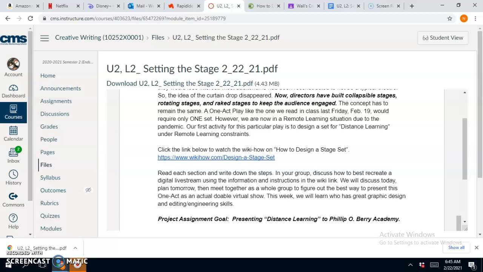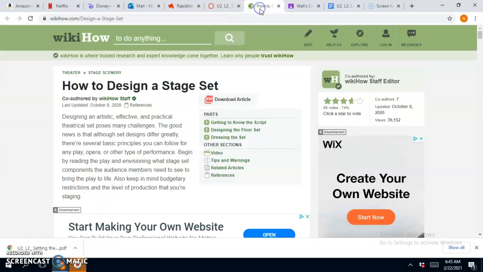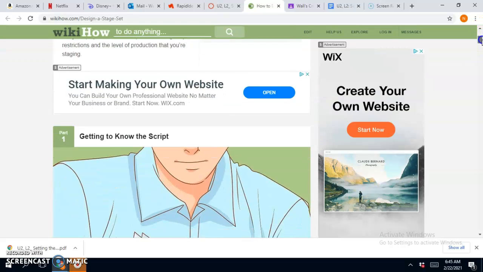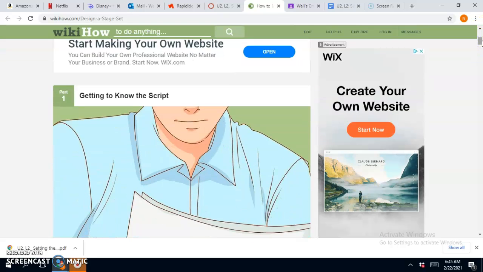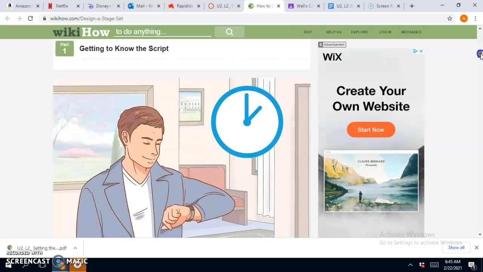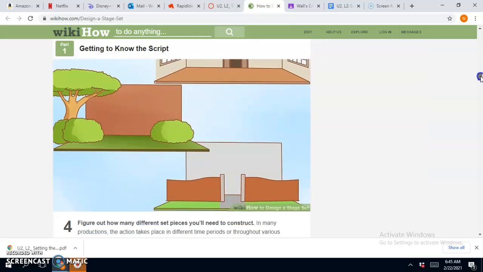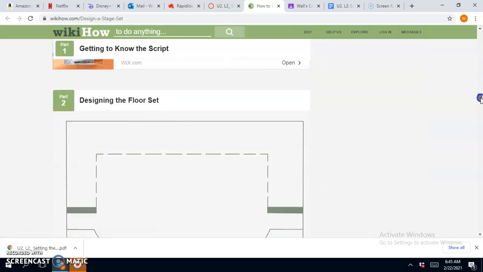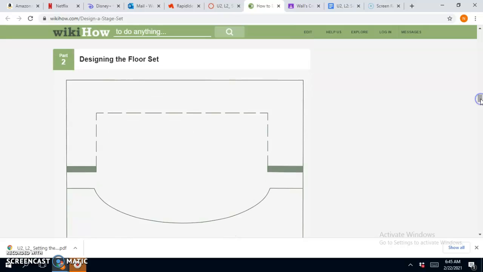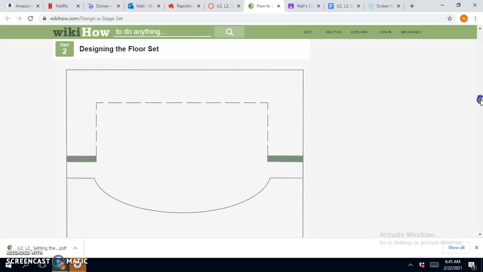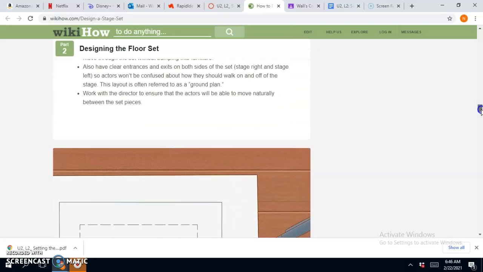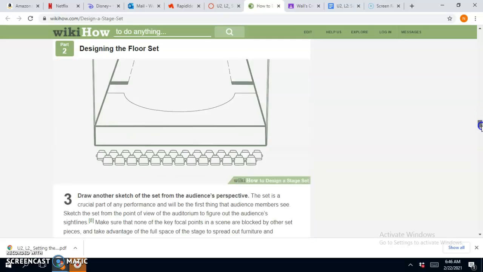I've provided a link for you, a wiki how on how to design a stage set. You will be in groups and you will read through this and you'll get past all these ads and ignore them. But I want you to write down the parts. So you have 3 to 4 parts: getting to know the script, they've got pictures, and then the next part, part two, is designing the floor. So you already know that's going to be different because, again, we don't have a floor set. So you got to think in your mind, how do I design this virtually?